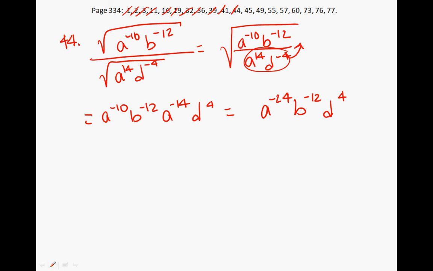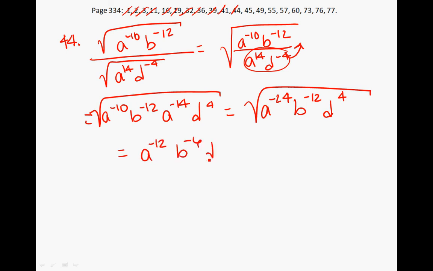Or I'm sorry, this is still a square root. I forgot about the square root. So once we take the square root, we get a to the negative 12, b to the negative 6, d squared. And then that's as simplified as you can go.